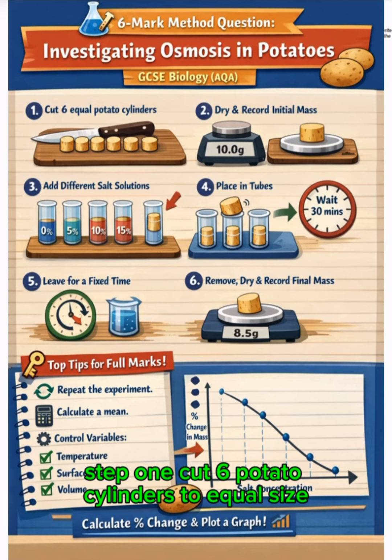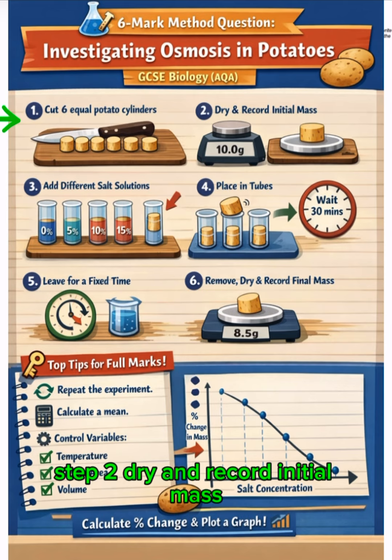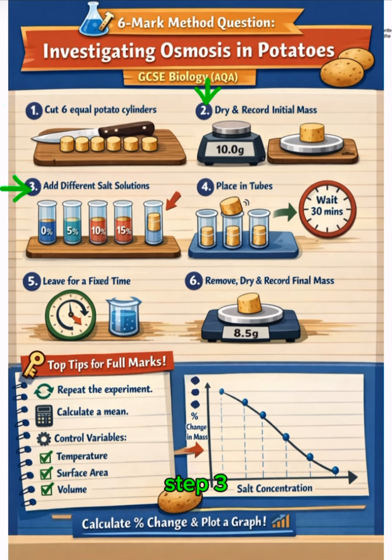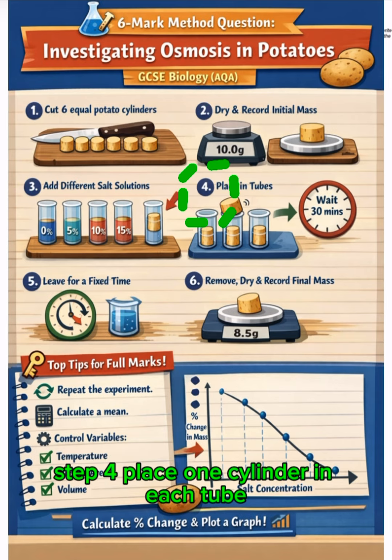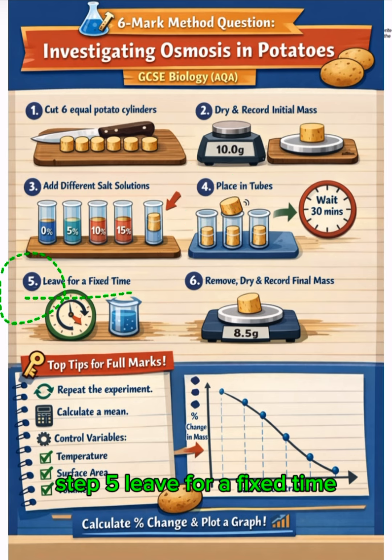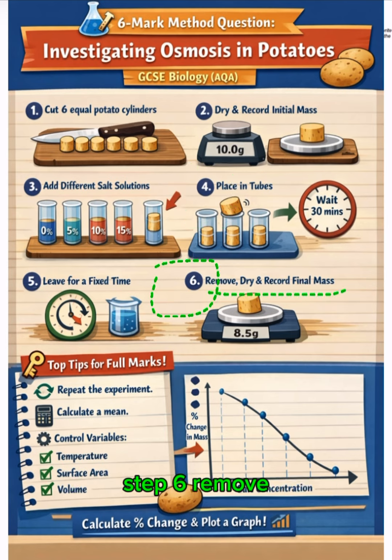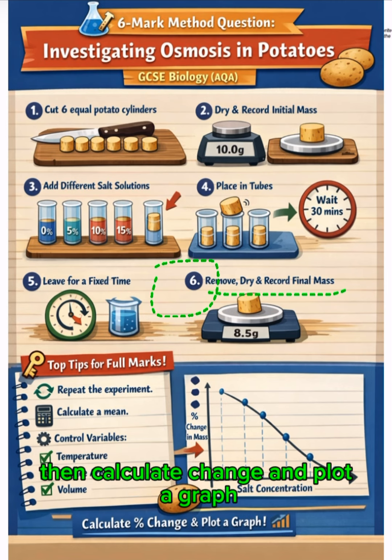Step 1. Cut 6 potato cylinders to equal size. Step 2. Dry and record the initial mass. Step 3. Add different salt concentrations to labeled tubes. Step 4. Place 1 cylinder in each tube. Step 5. Leave for a fixed time. Step 6. Remove, dry, and record the final mass. Then calculate the change and plot a graph.